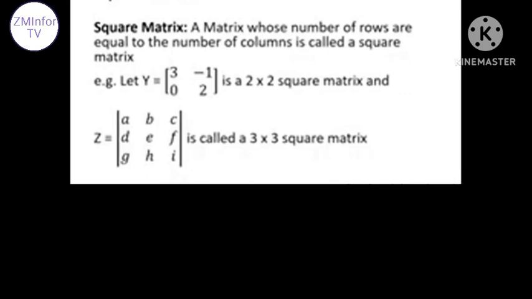We have A, B, C, D, E, F, G, H, and I. And this has 3 rows and 3 columns. Therefore, the order is 3 by 3. Type is called a square metric. So this is called a 3 by 3 square metric.